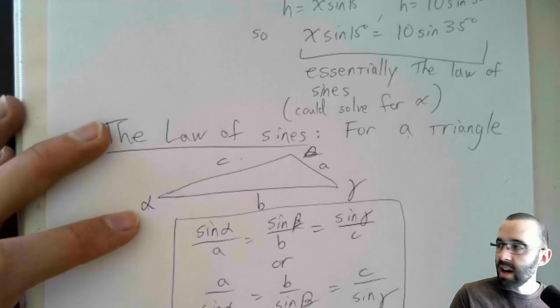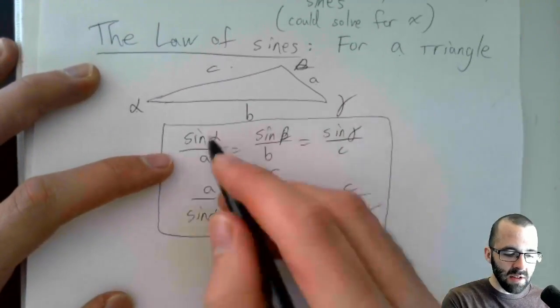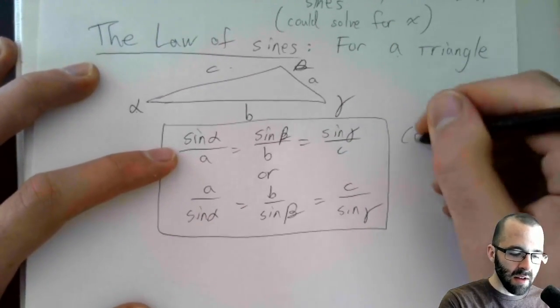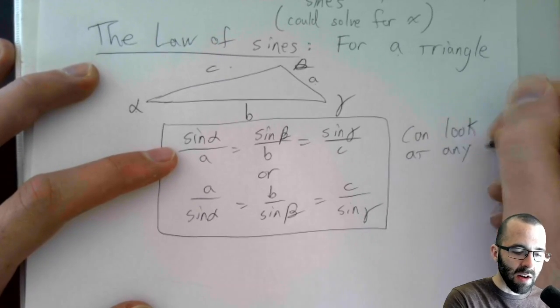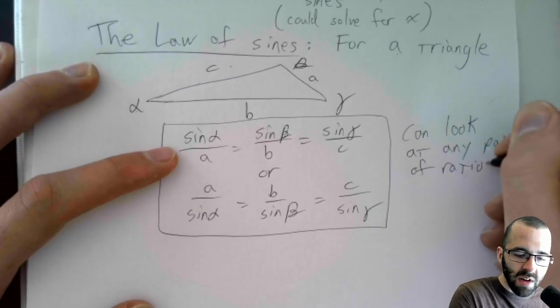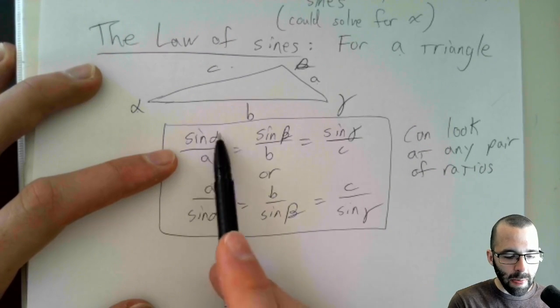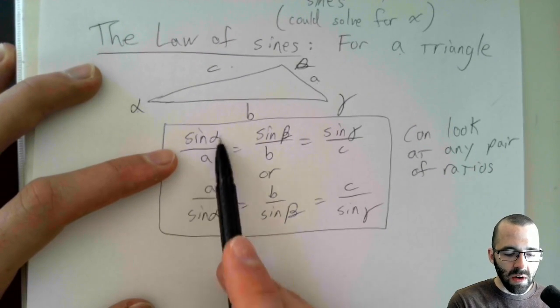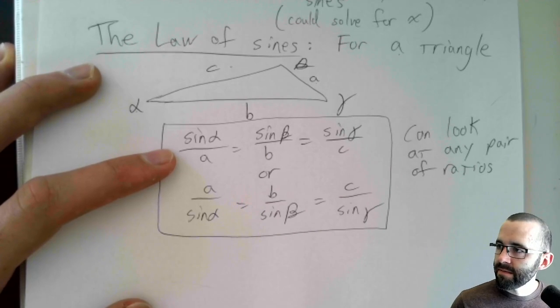However you want to set this up. And the important thing for the law of sines is that you only need to choose one pair. Just look at any pair of ratios. So how we're going to solve these triangles is we're just going to find one pair, or one ratio, that we know, and then one ratio that we only know a part of.